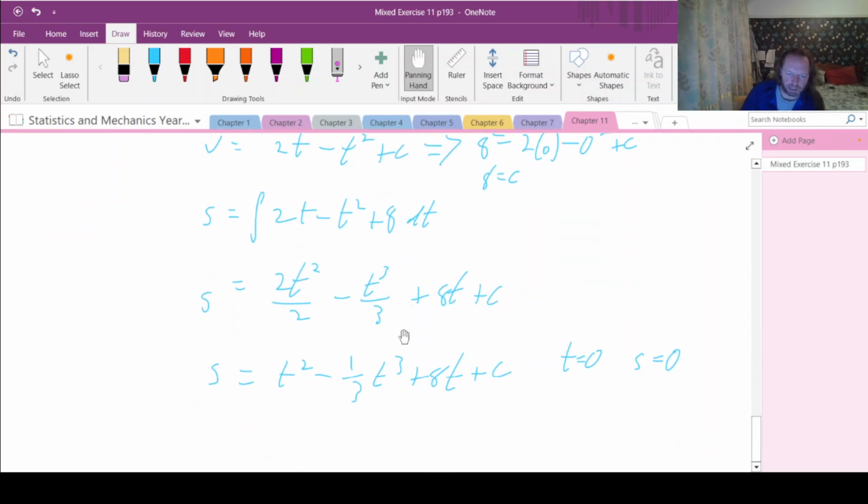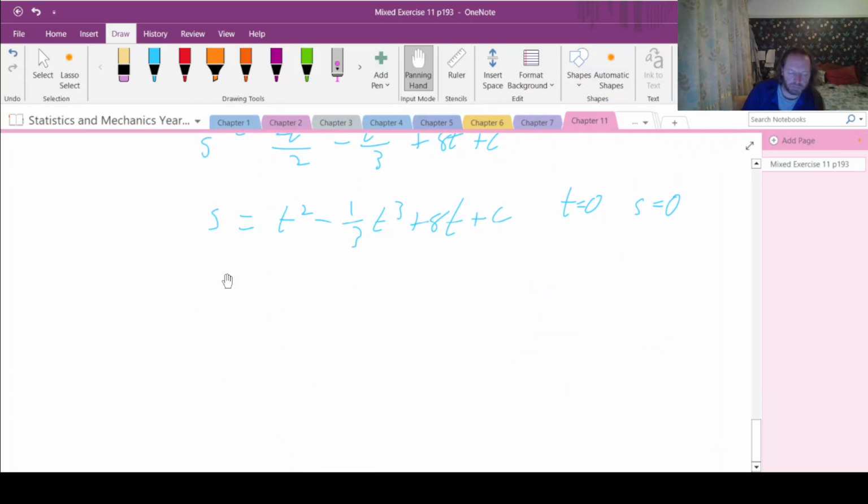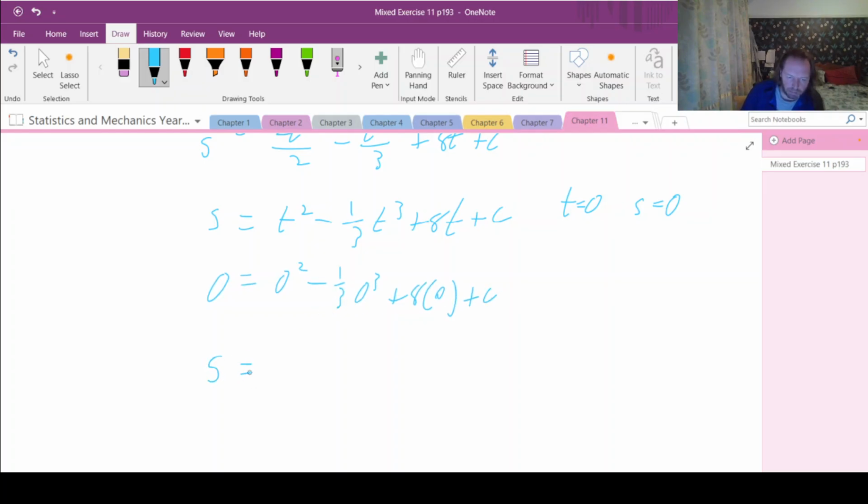We haven't been told the time it takes to get to B. So we can say 0 is equal to 0 squared minus a third 0 cubed plus 8 lots of 0 plus c. So we can just drop that c because it is 0. So s equals t squared minus a third t cubed plus 8t. Okay then, part B.